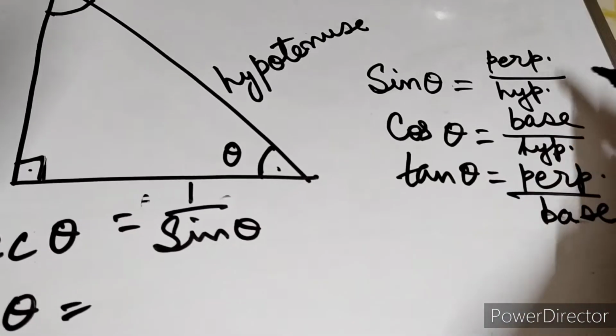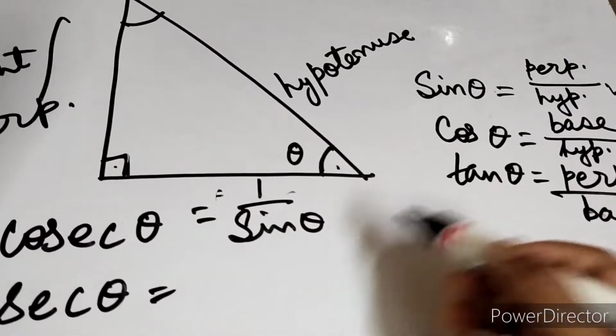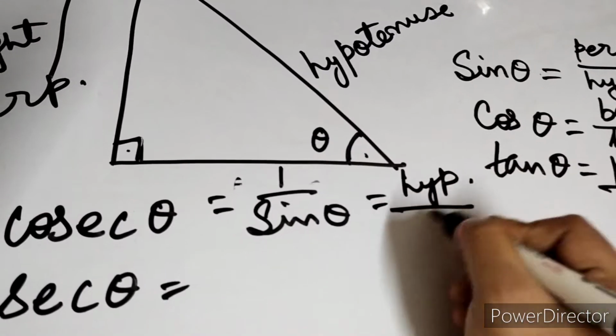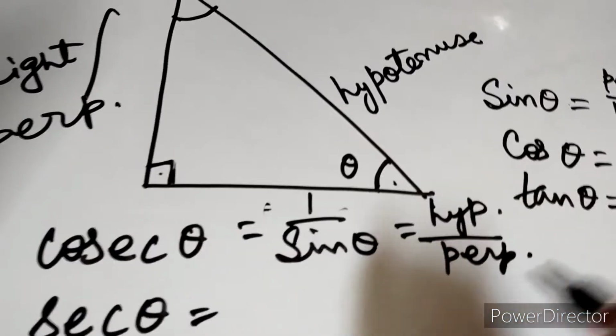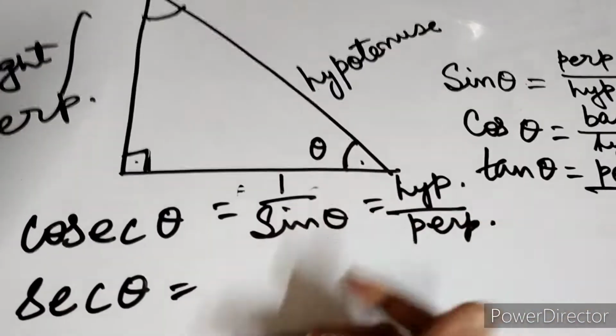Now what was our sin theta? Sin theta was perpendicular by hypotenuse. Now if it gets reciprocal, then what will happen? Hypotenuse by perpendicular. That means cosec theta is hypotenuse by perpendicular.